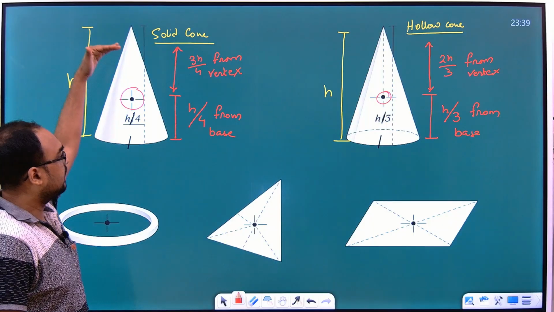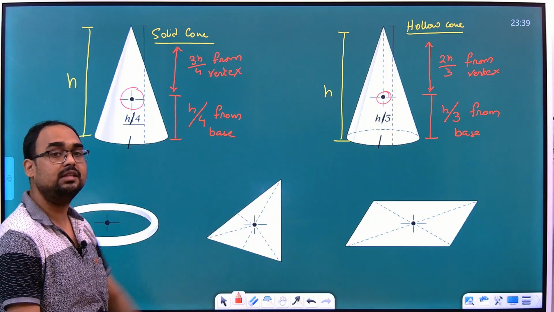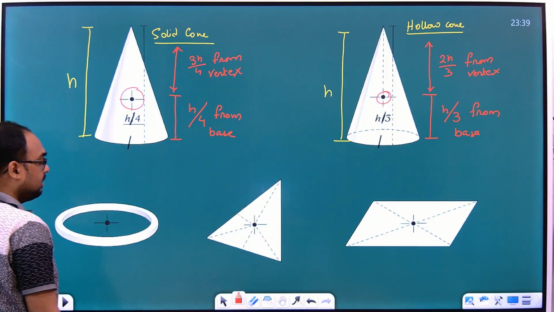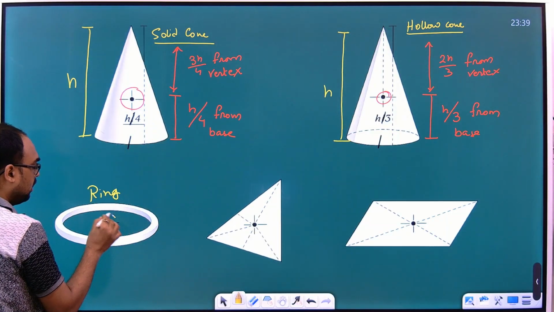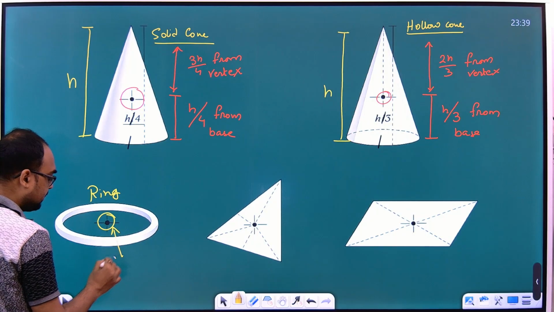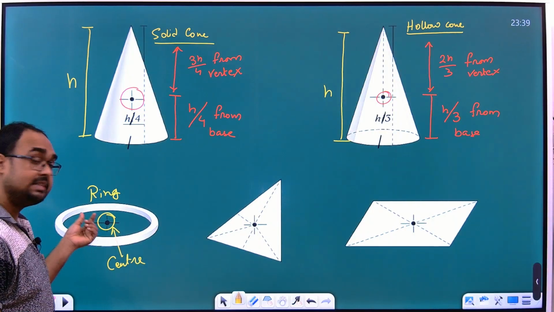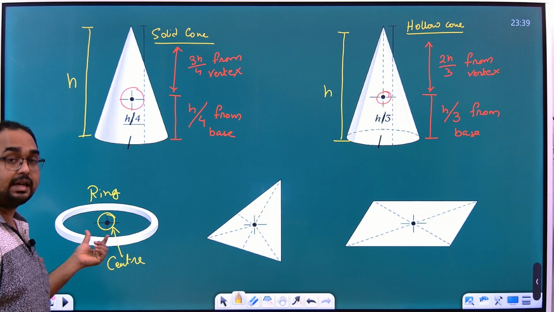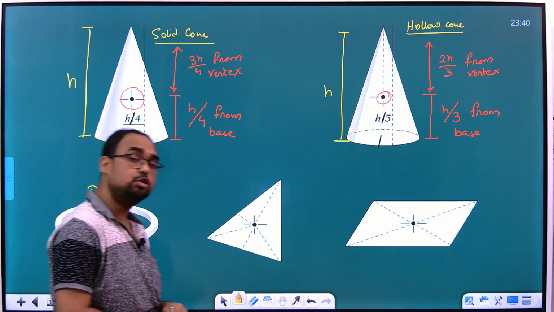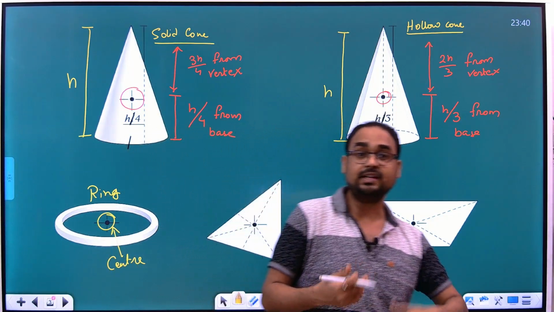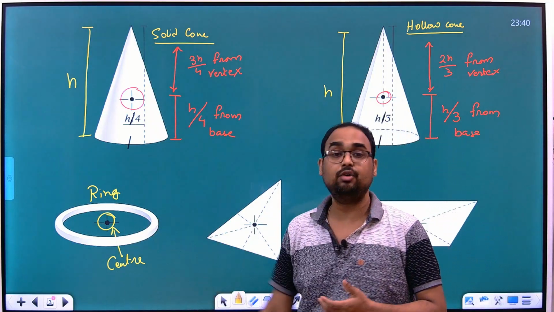For the solid cone, the center of gravity is quite at the bottom at h by 4, and for the hollow cone, the center of gravity is at h by 3 from the base. This is a ring. Circular ring. For ring, the center of gravity is obviously very simple, at the center, but there is one thing you should know. Although it is at the center, it does not lie inside the body. It is outside the main body of the ring. So this kind of question can also be asked in exam, that give an example where the center of gravity lies outside the body. The answer will be a ring.